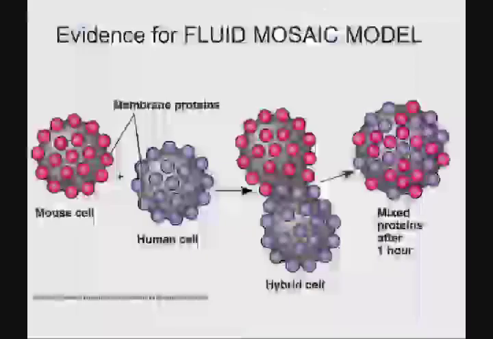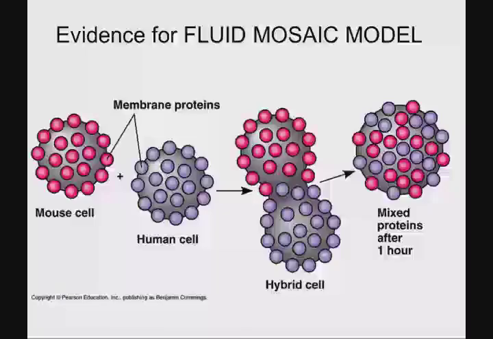The original experiments that looked at this took one cell, in this case a mouse cell, that had membrane proteins, and decorated those membrane proteins with a pink dye, so you could distinguish them from another cell's proteins. In this case, a human cell, whose proteins were decorated with a purple dye. You can force these two cells together, and the lipid will fuse and form one big cell. The question then is, how will those proteins move in the membrane? Will you get half a cell that's pink and half a cell that's purple, or will they intermix? As you can see on the slide, after an hour they were well mixed.